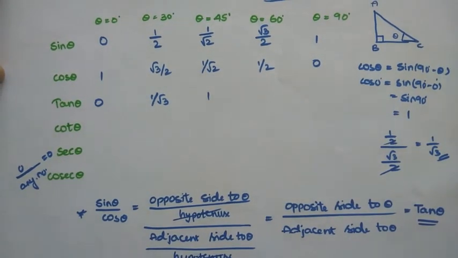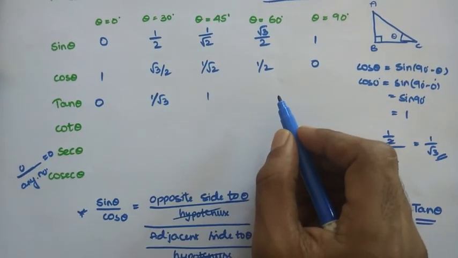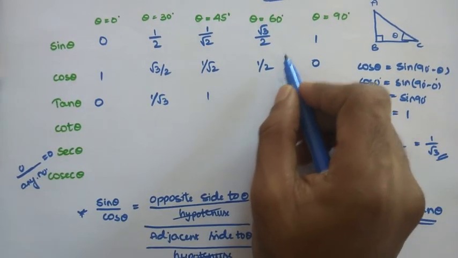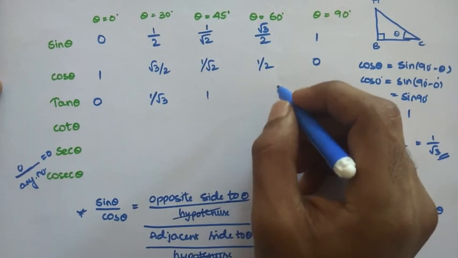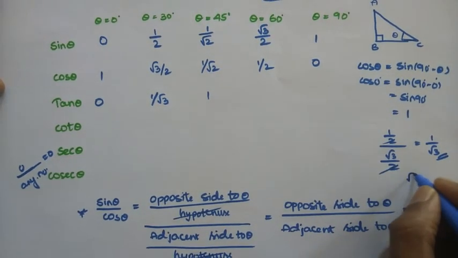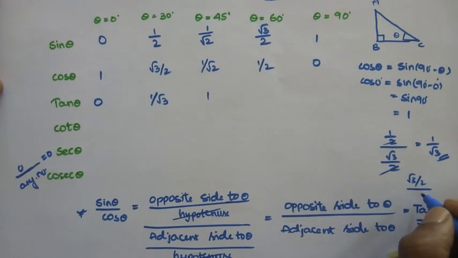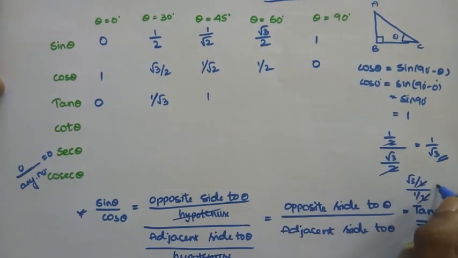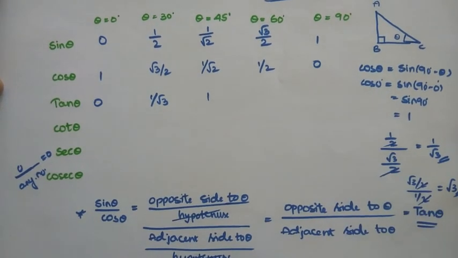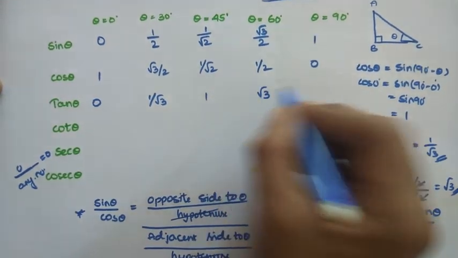Now check here, tan 60. Tan 60 is nothing but the ratio of sin 60 and cos 60. So I'm writing here, it is root 3 by 2, that is sin 60, by cos 60, which is 1 by 2. So the 2 gets cancelled and the answer will be root 3. So tan 60 is root 3.